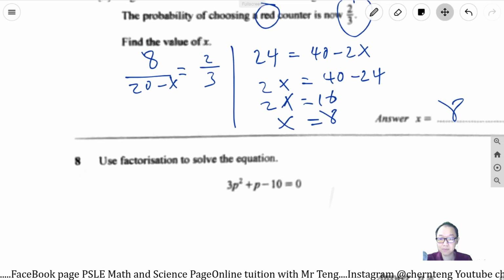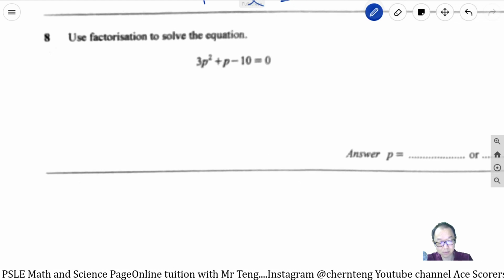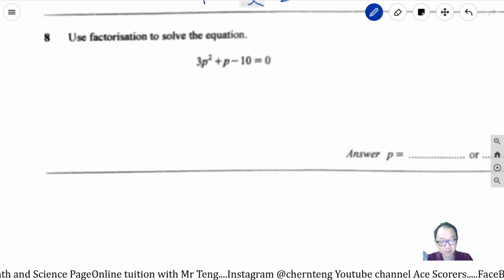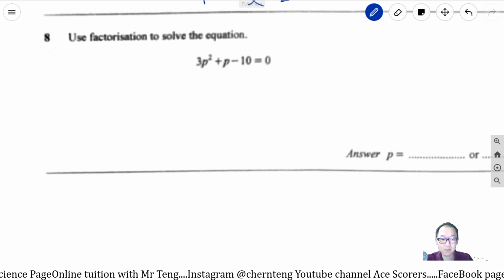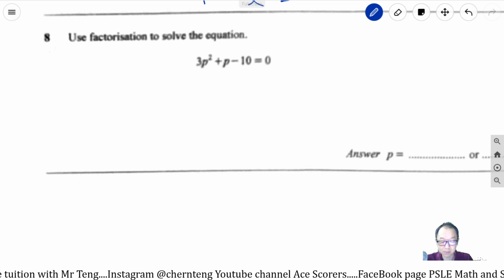Awesome. Next. Wow, if you can do all this, you get A1 for your O levels. Do you want an A1? Of course. So use factorization to solve the equation.